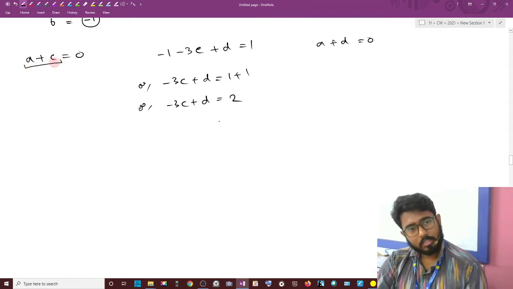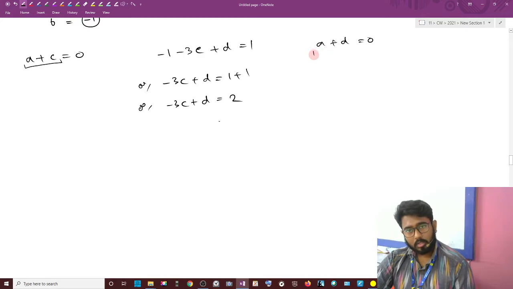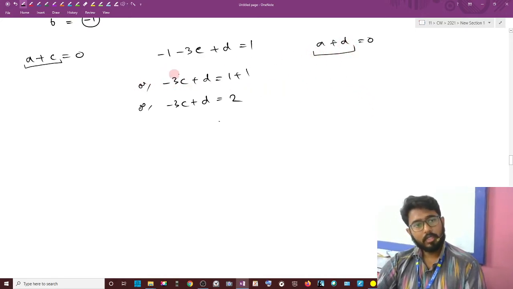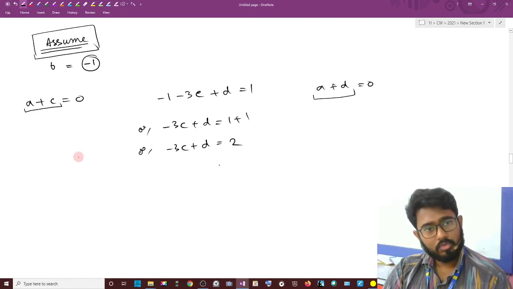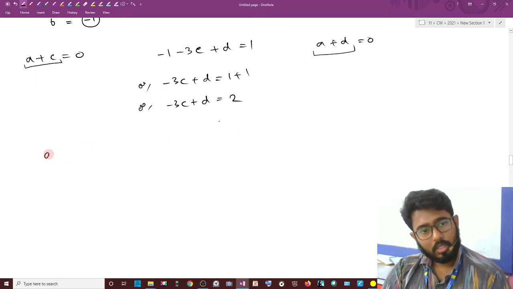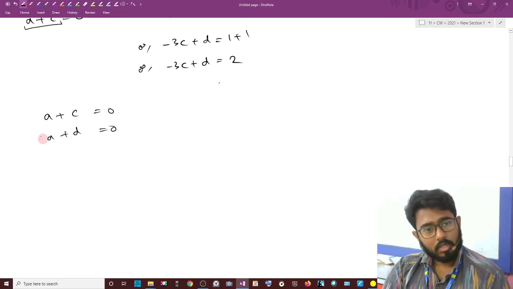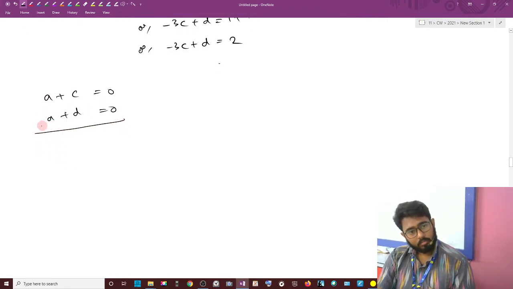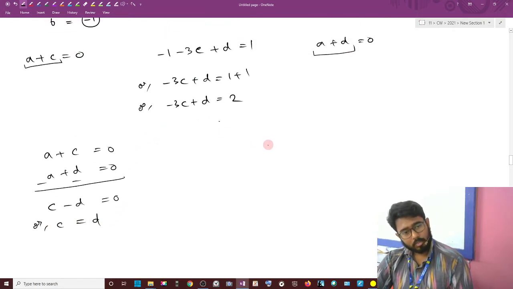So we have these two things. One is a plus c equals 0, another one is a plus d equals 0. Now we will take both of them. If we just subtract them, we will get c minus d equals 0, or we will get c equals d. Can we get this one?